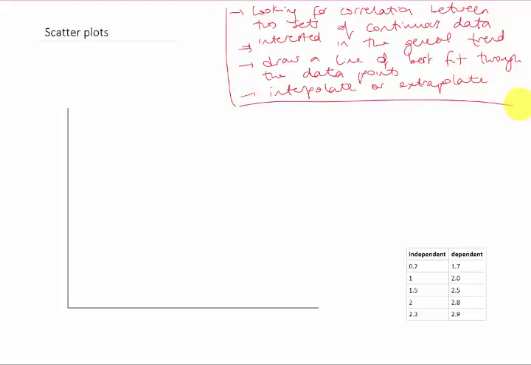Okay, so here we have independent and dependent data in pairs. We're going to put our independent data on the x-axis and our dependent variable on the y. Now, let's have a look at how to do our axes here. The independent goes from more or less 0 up to 2.3, so you want this to go to 3 maybe. Let's divide that. Obviously you can do this better on proper graph paper.